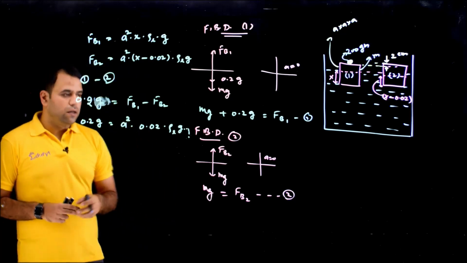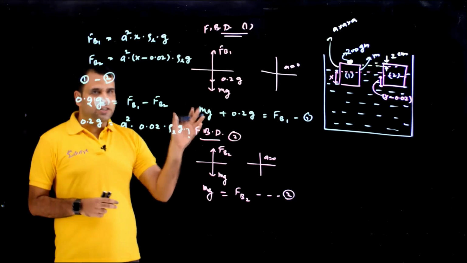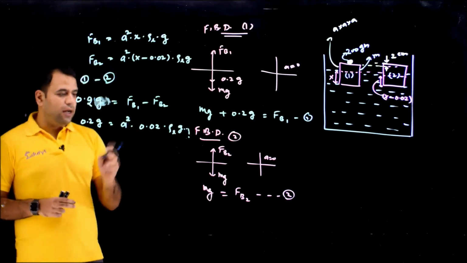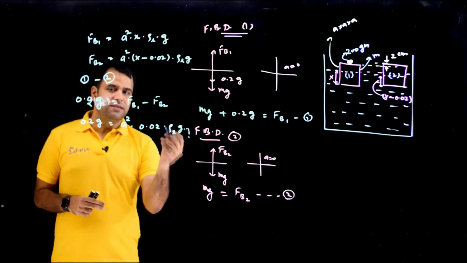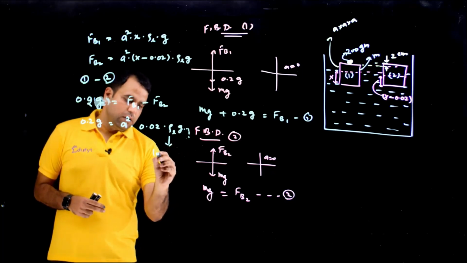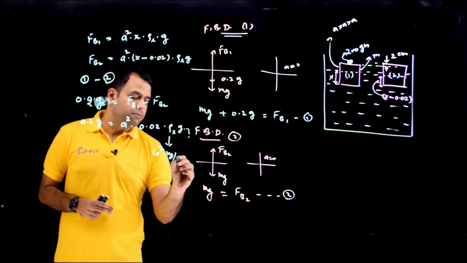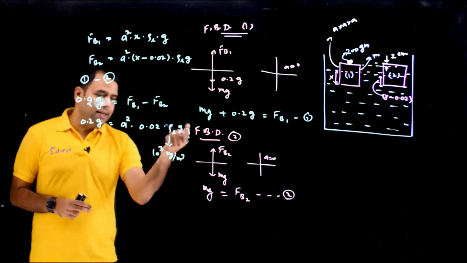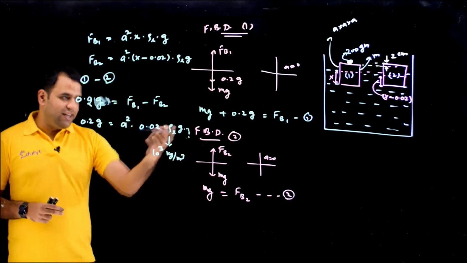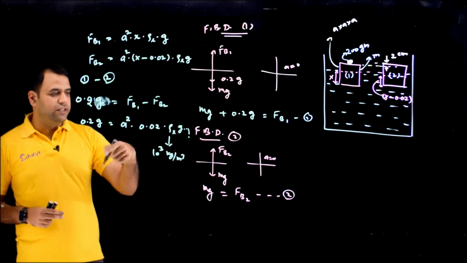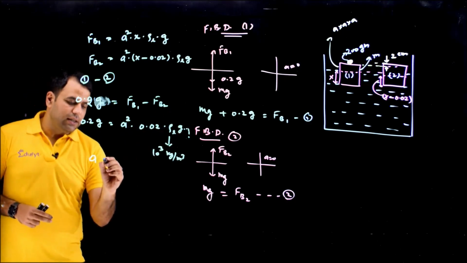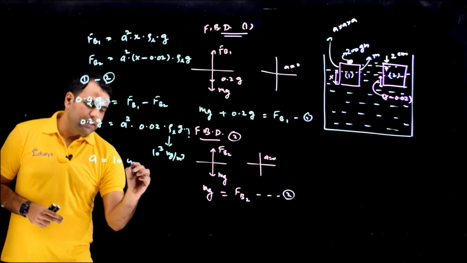See here, they are asking about the dimension of the cube, which is a. And here if you see, I know the value of rho L, that is 10 to the power 3 kg per meter cube. We know g, and g is getting cancelled. So if you solve this equation by putting the value of rho L and g, the value of a comes out to be 10 centimeter.